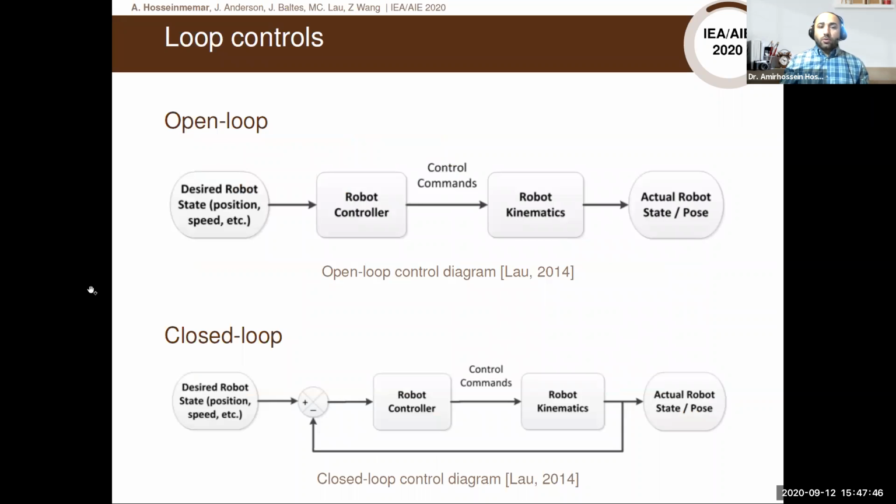For the loop controls, we have open loop control and closed loop control. The main difference is that in open loop control there is no feedback. So we send a position to the robot and we do not check if it went to that position or not. In closed loop control, we send the robot to a position, then we measure the errors, and the robot actually tries to fix that error.